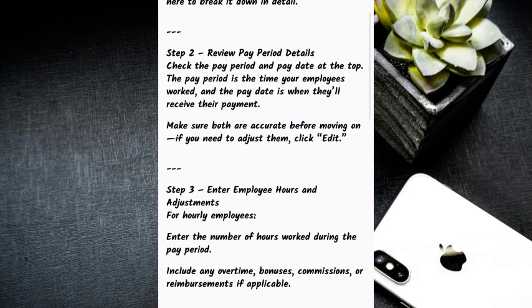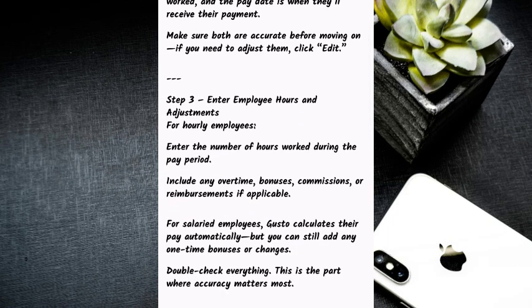Step three is to enter employee hours and adjustments. Now, for hourly employees, you can enter the number of hours worked during the pay period. You could also include any overtime, bonuses, commissions, or reimbursements if applicable. For salaried employees, Gusto calculates their pay automatically, but you can still add any one-time bonuses or changes. And make sure you double check everything. This is the part where accuracy matters most. So you've got to make sure everything is accurate.